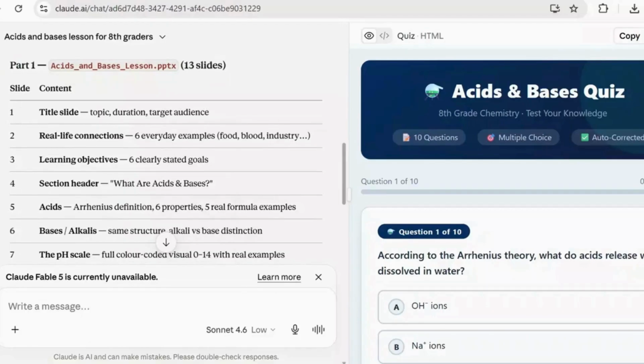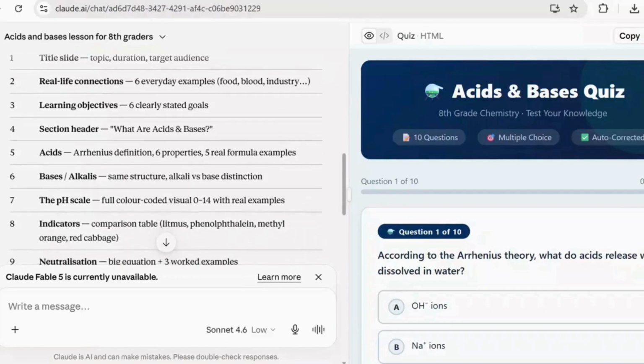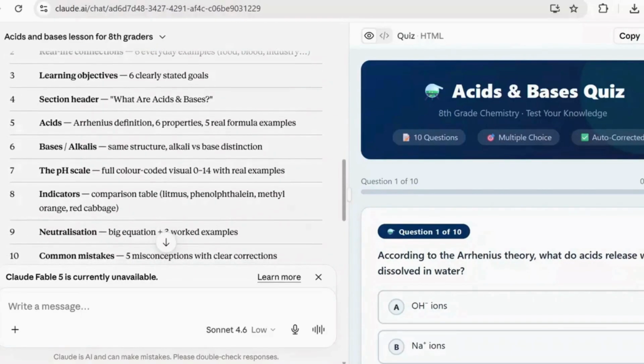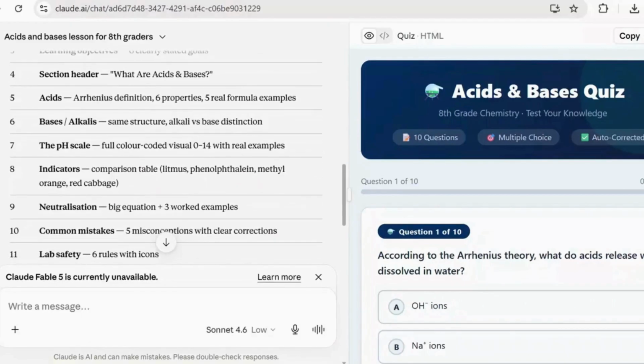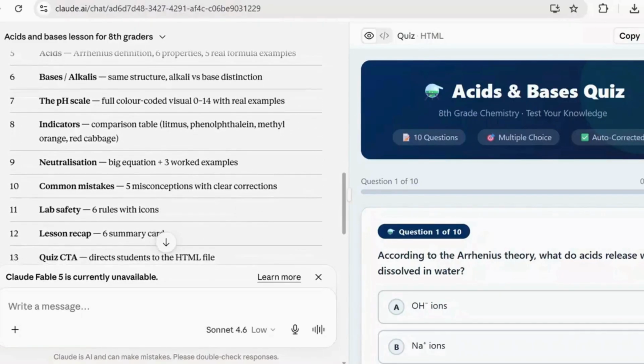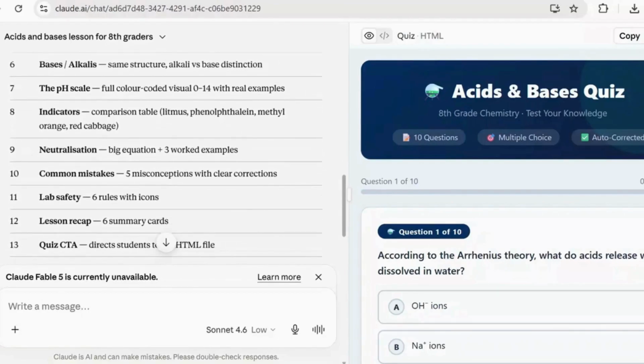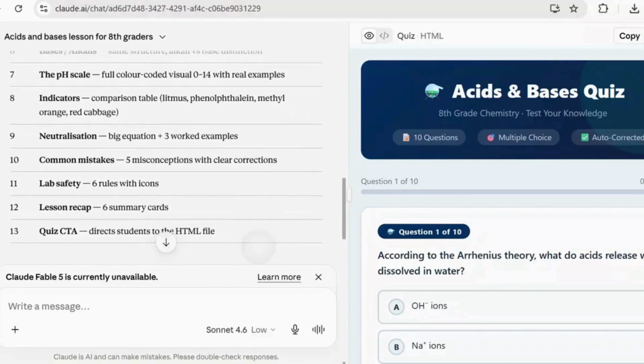You have the title slide, real life connections as I requested. You have the learning objectives, 6 clearly stated goals. You have details of the content of the PowerPoint. You have the section header, what are acids and bases. You have definition for acid, properties, real formula example, same structure, definition for bases, and alkali versus base distinction.